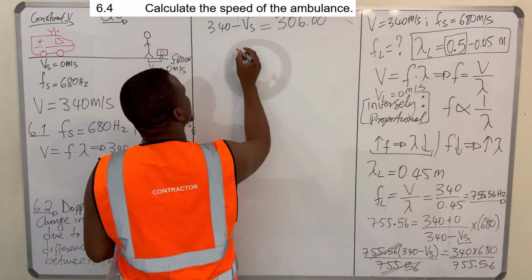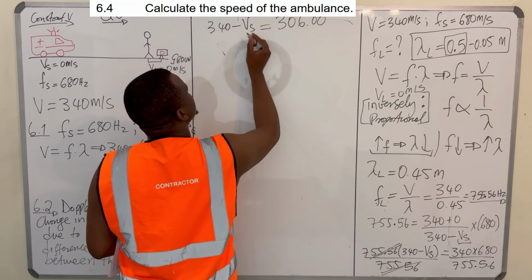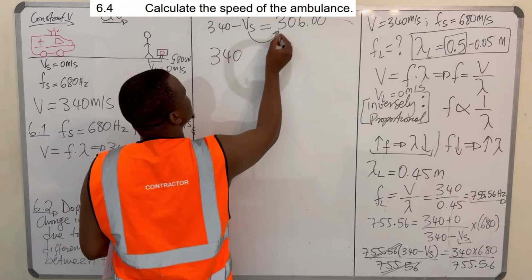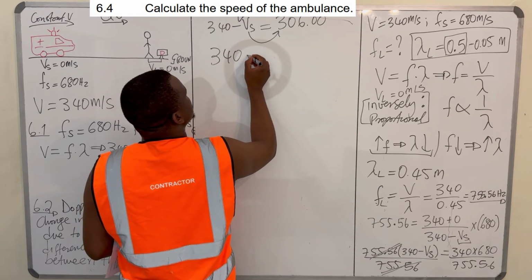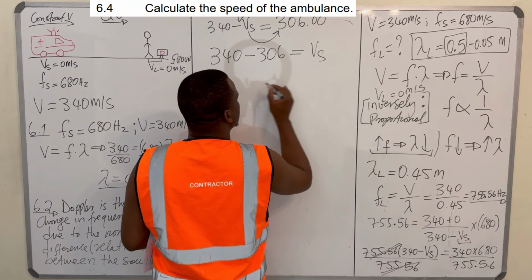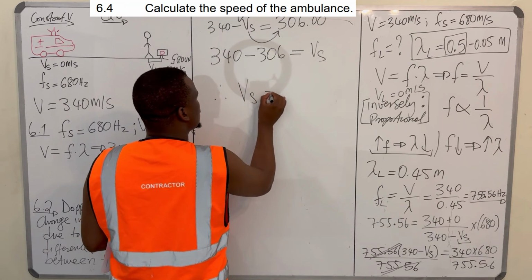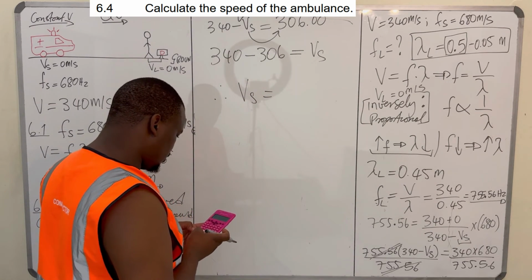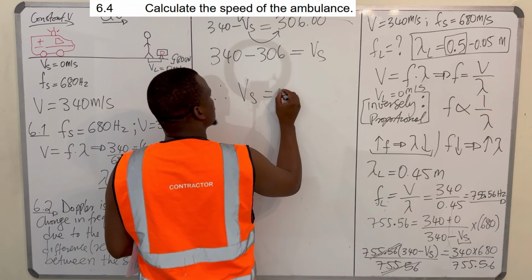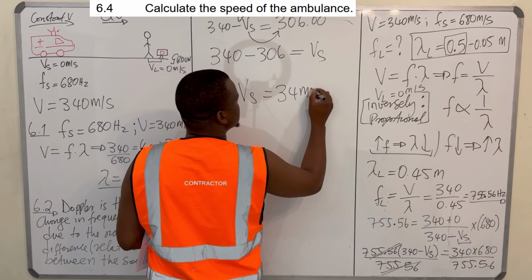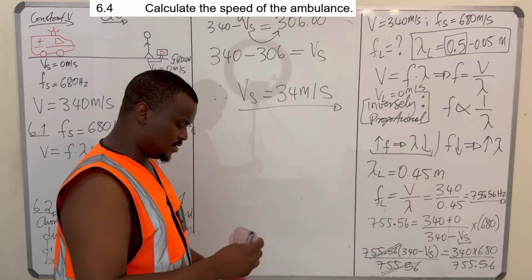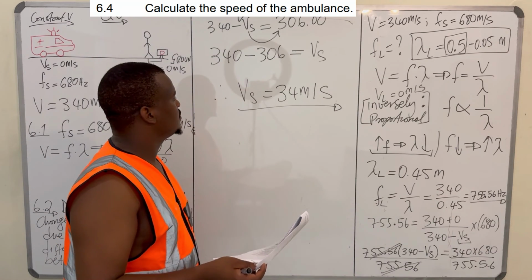So we transpose this to the other side so that it becomes positive. So you have 340, and transpose this one to the other side. 340 minus 306 is equal to the velocity of the source. Therefore, your velocity of the source is equal to the answer to this. So 340 minus 306. So the velocity of the source is 34 meters per second. Actually, they wanted the speed. This is the speed of the ambulance.